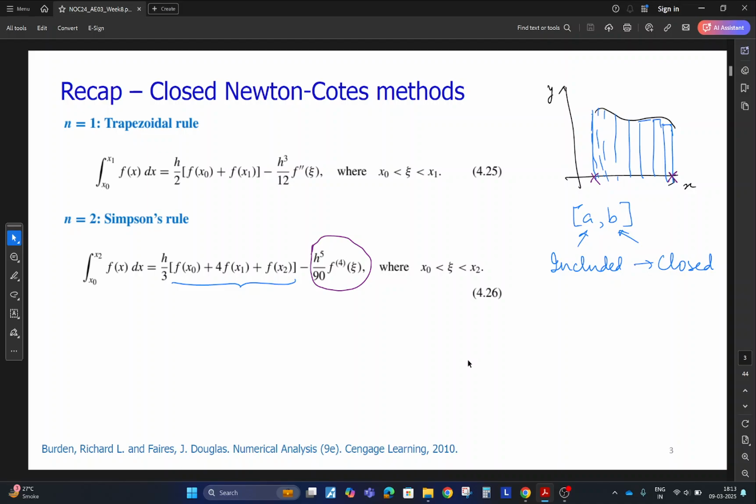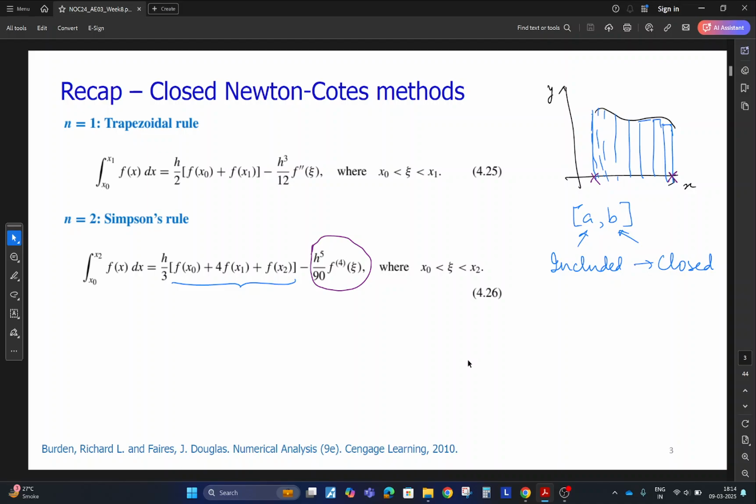And well, all of these methods actually stem from one generalized method called the Newton-Cotes methods. And again, these Newton-Cotes methods can be of two types. They can be either open or closed.